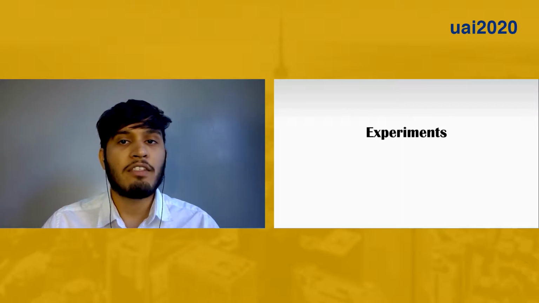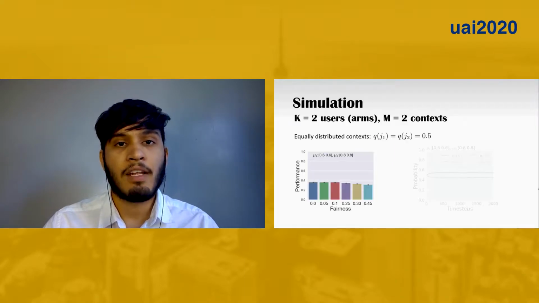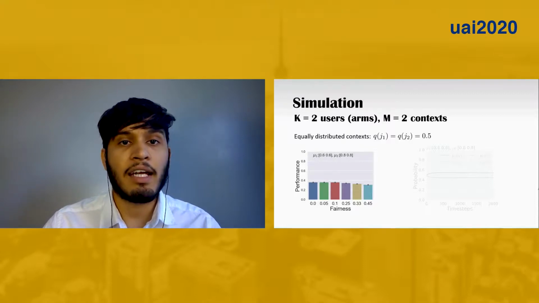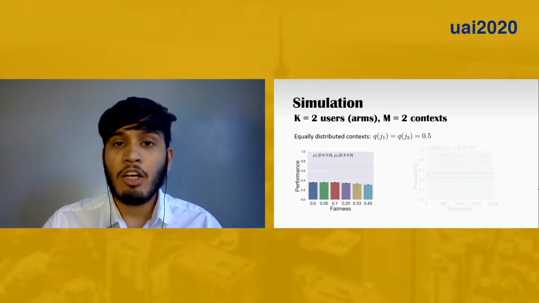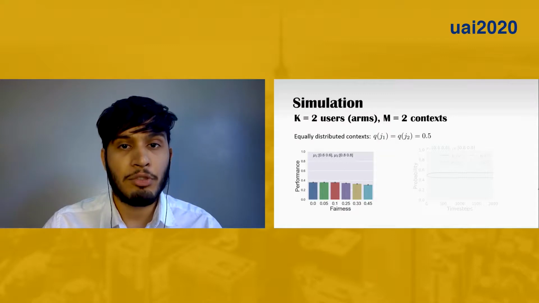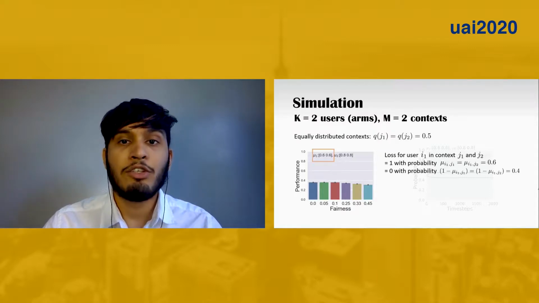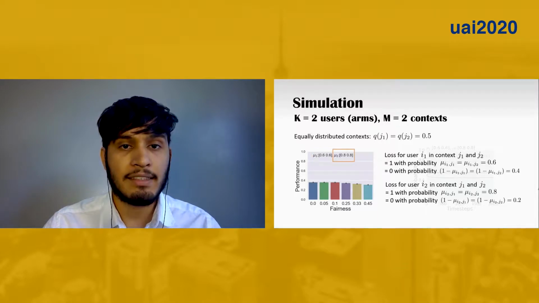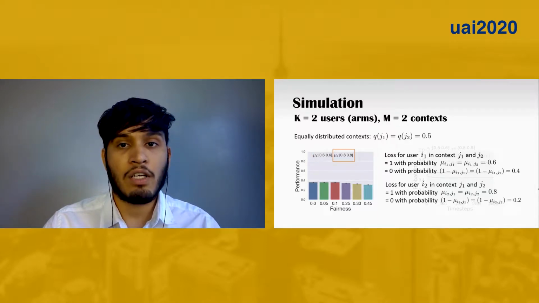Now, we will look at the properties of the algorithm and its performance. Consider a contextual bandit problem with two users and two contexts, where the contexts are distributed equally. That is, contexts J1 and J2 have equal probability of occurring at each round. The loss distribution for each user in each context is given by a Bernoulli distribution, such that user 1 suffers a loss of 1 with probability 0.6 in both contexts, and user 2 suffers a loss of 1 with probability 0.8 in both contexts.